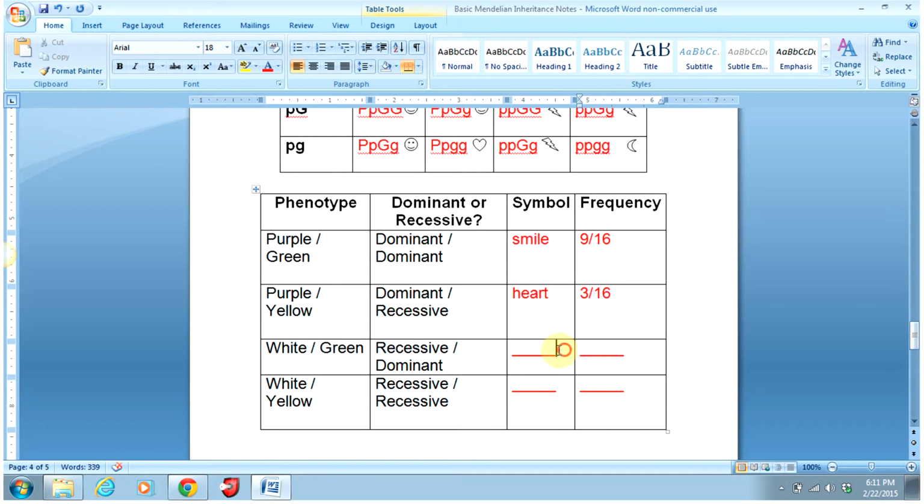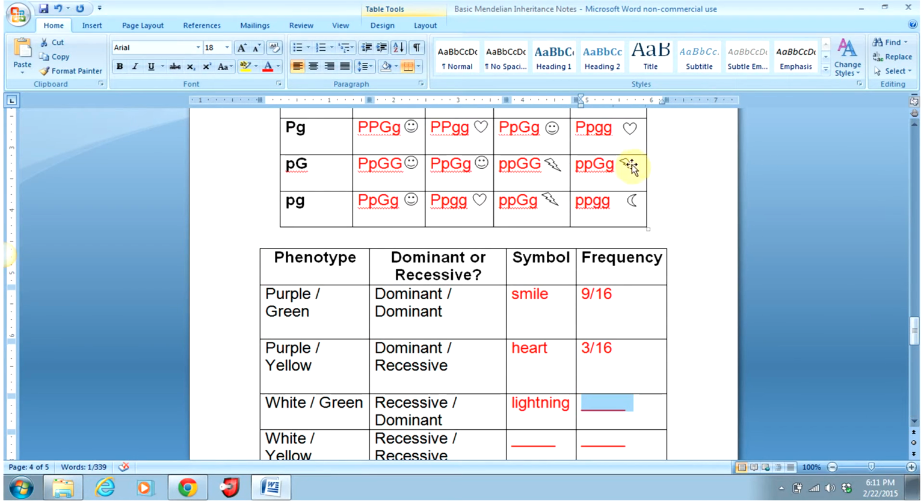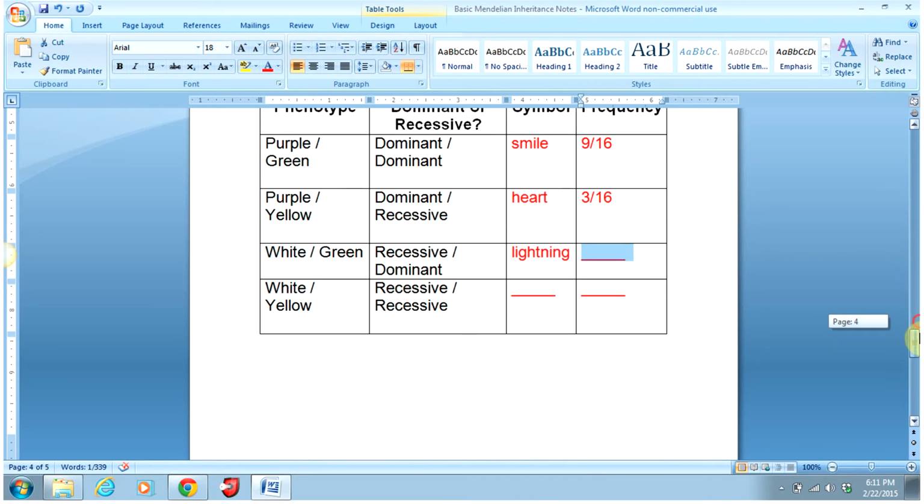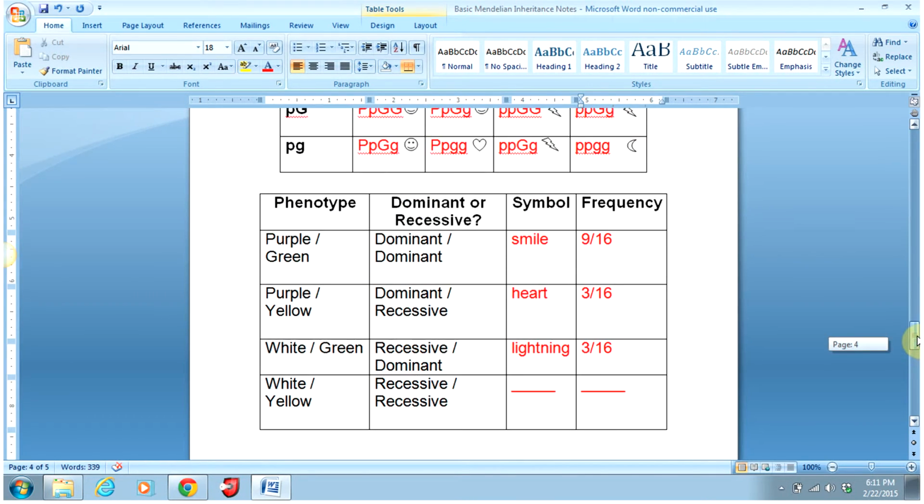Then for white flowers and green leaves, I used a lightning bolt. And if I go through and count the number of lightning bolts, I have 1, 2, 3. So again, 3 out of 16. Okay, and finally, I used a moon, a little crescent moon, for my one individual that was recessive, white flowers and yellow leaves. So I only have 1 out of my 16 individuals showing both recessive traits.